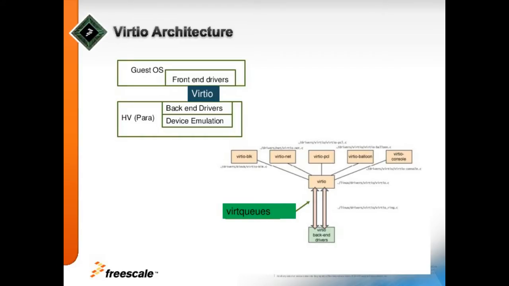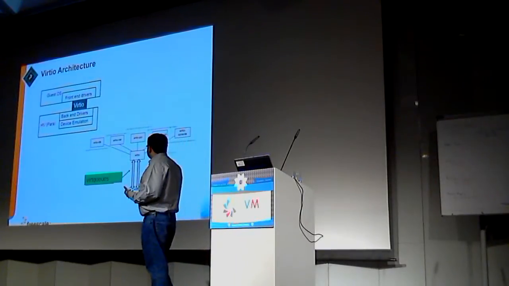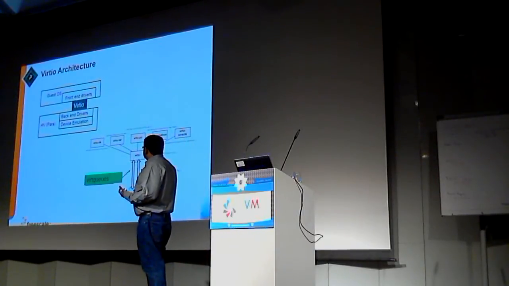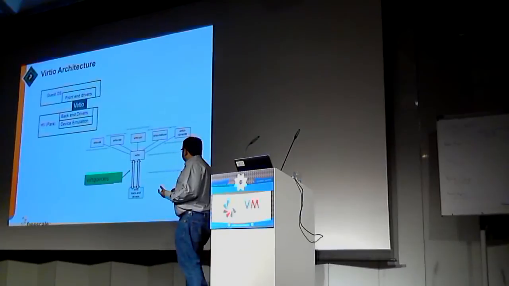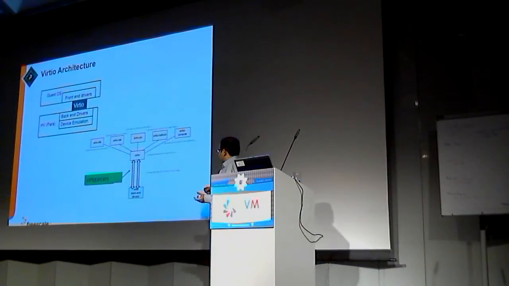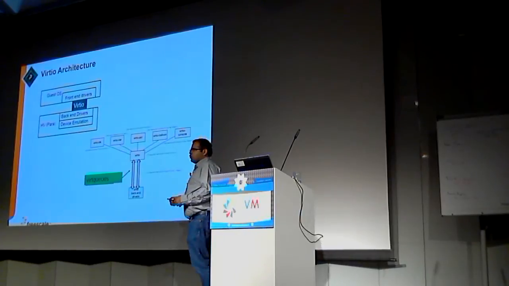And in case of VirtIO, the communication between the front-end and the back-end driver happens using virtqueues. So there are multiple such interfaces that can be supported with VirtIO. You have the block, the networking, and the transport mechanism is basically VirtIO PCI.